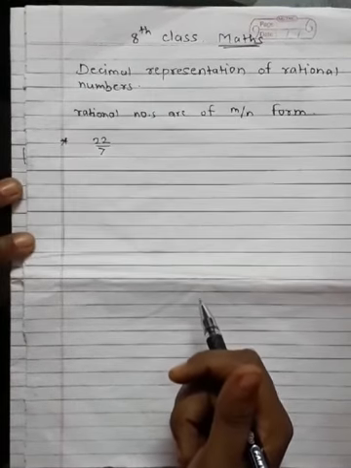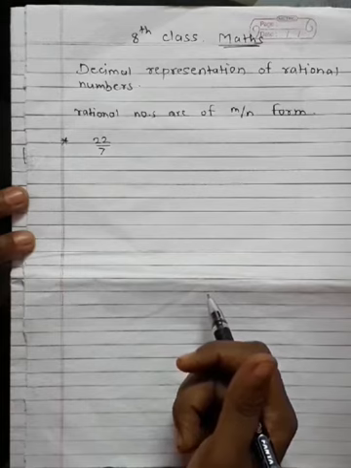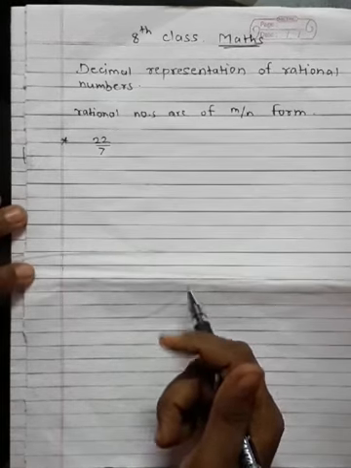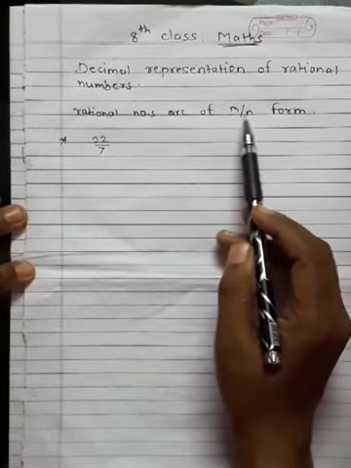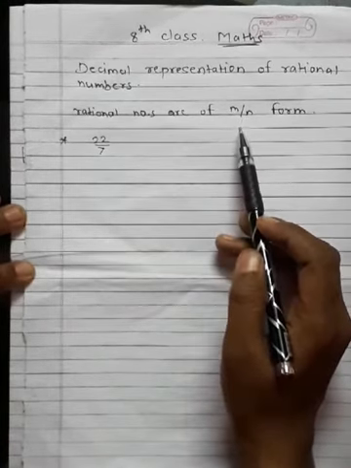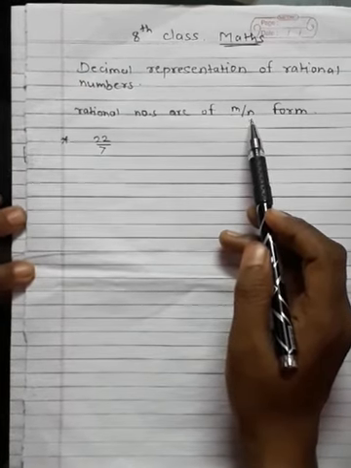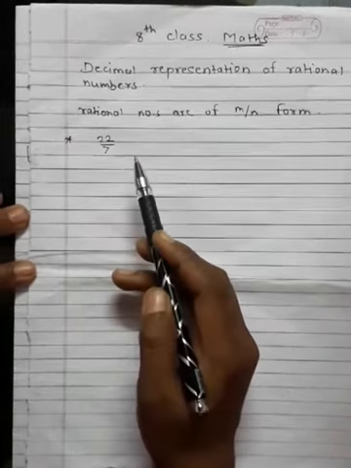Today we see decimal representation of rational numbers from lesson one, rational and irrational numbers. Rational numbers are the numbers which are in the form m upon n, where m and n are integers and n is a non-zero integer. Then we convert 22 upon 7 into decimal form.